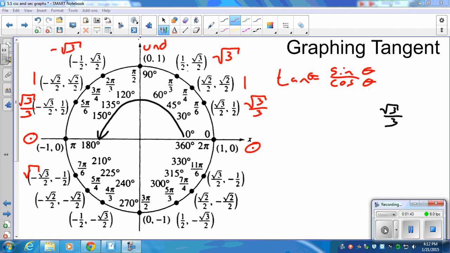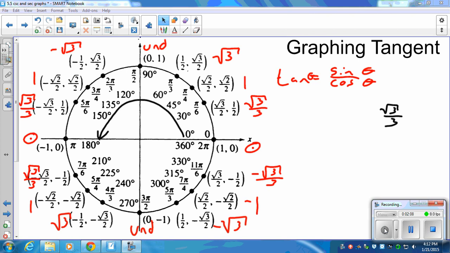We're going to get square root of 3 over 3. This is going to be 1. This is going to be square root of 3. This is going to be undefined. This is going to be negative square root of 3. This is going to be negative 1. And this is going to be negative square root of 3 over 3.